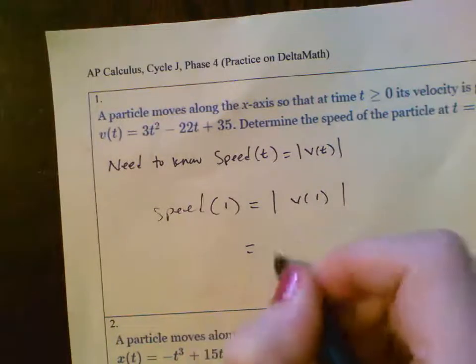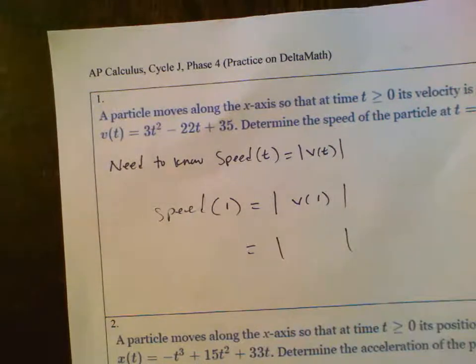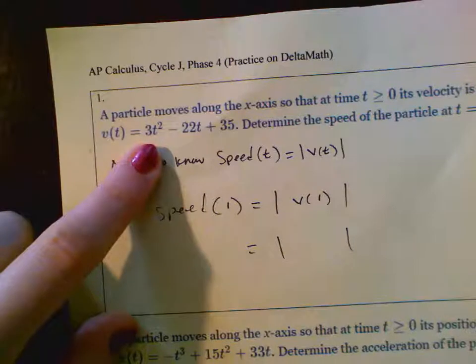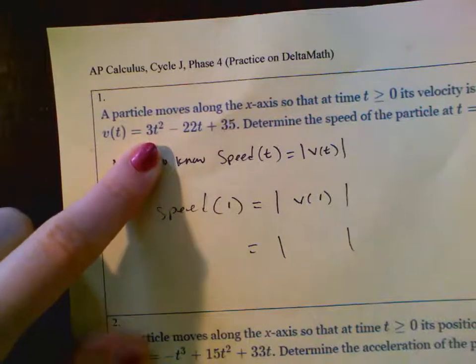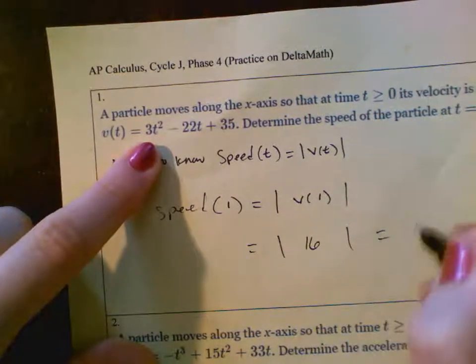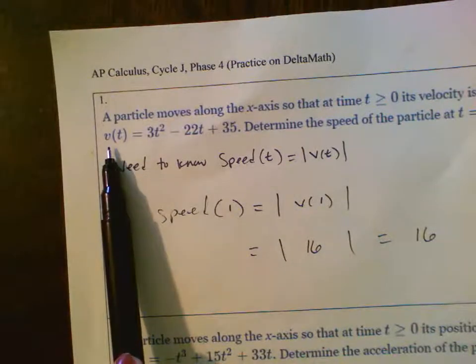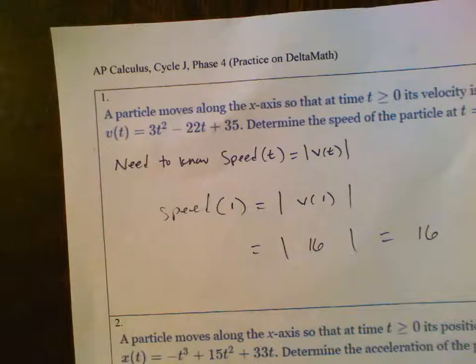I'll find the velocity at 1. The velocity at 1 is just 3 minus 22 plus 35, which is 16. The absolute value of 16 is just 16. They're not giving us units, but maybe it's miles per hour, who knows. If this was x of t, we would need to take the derivative first and then use the speed formula, which is just the absolute value of velocity.